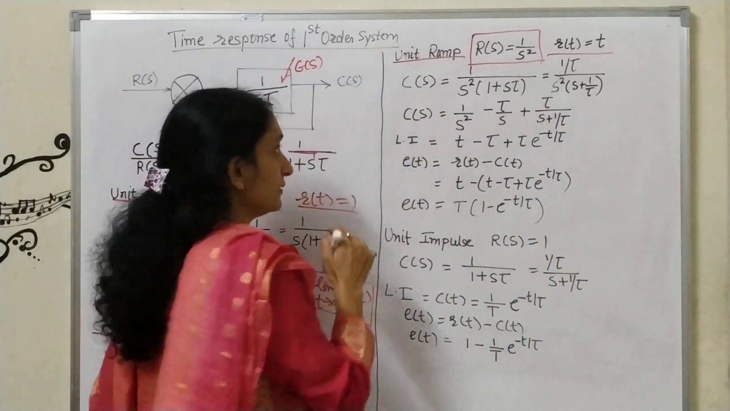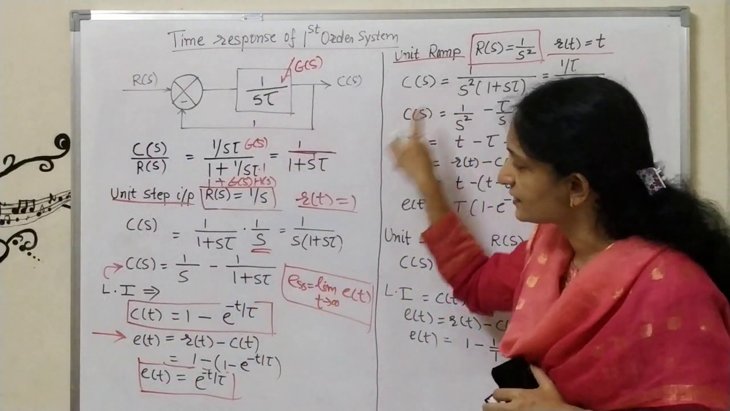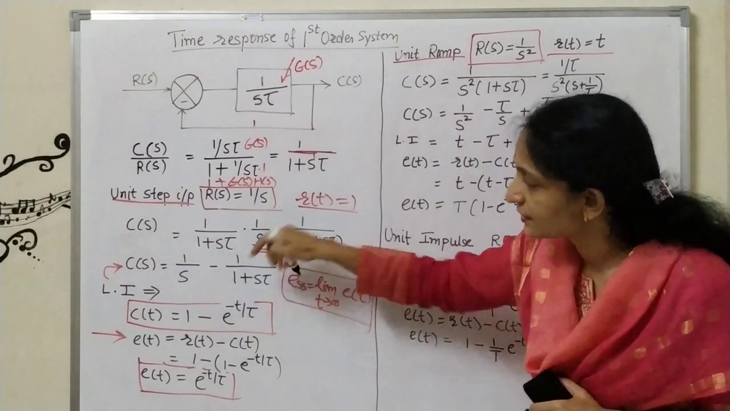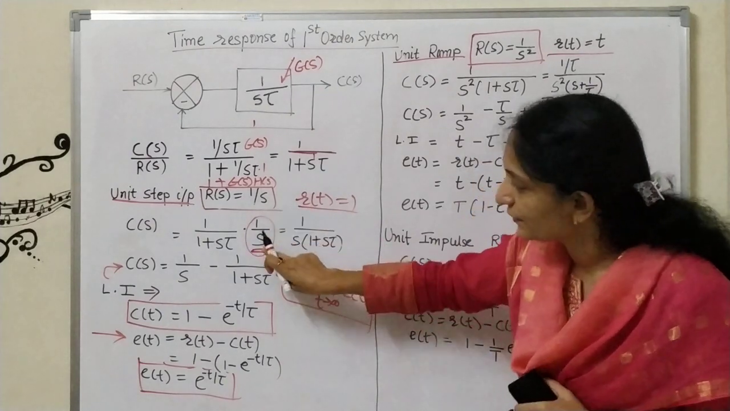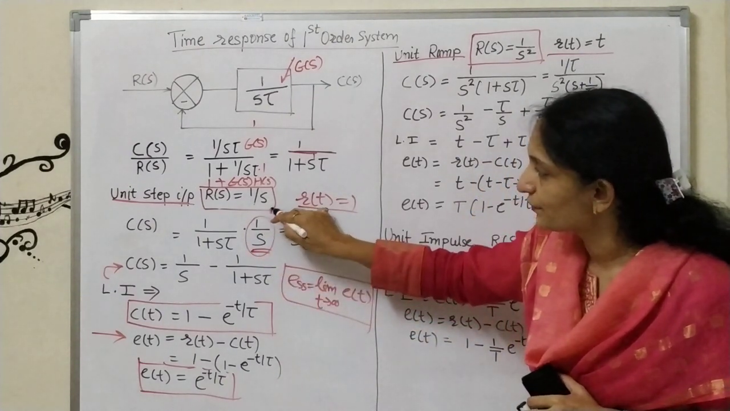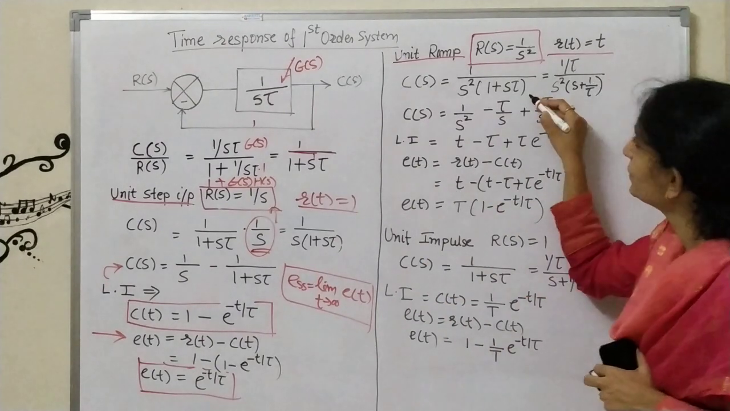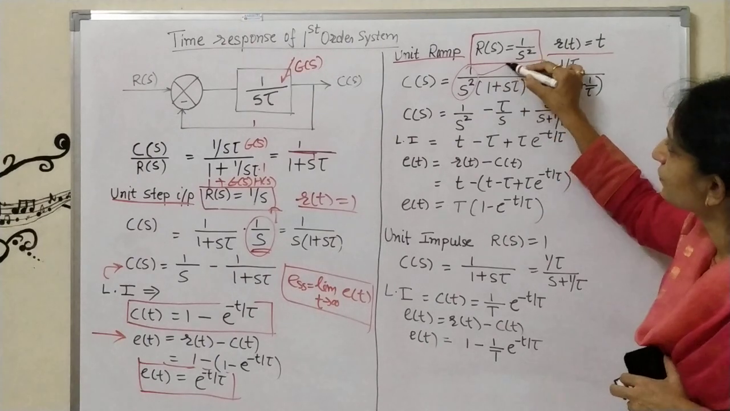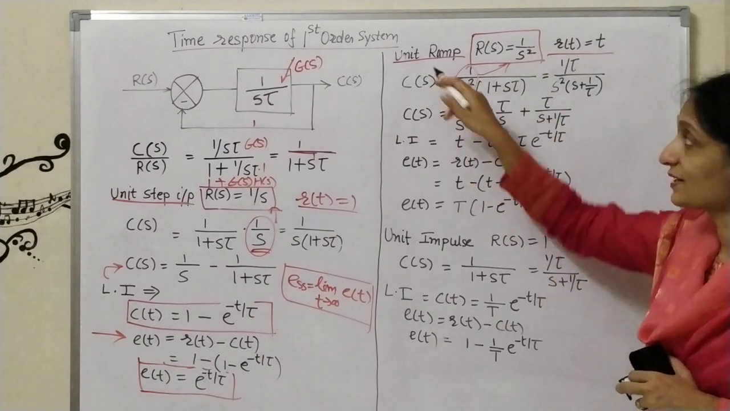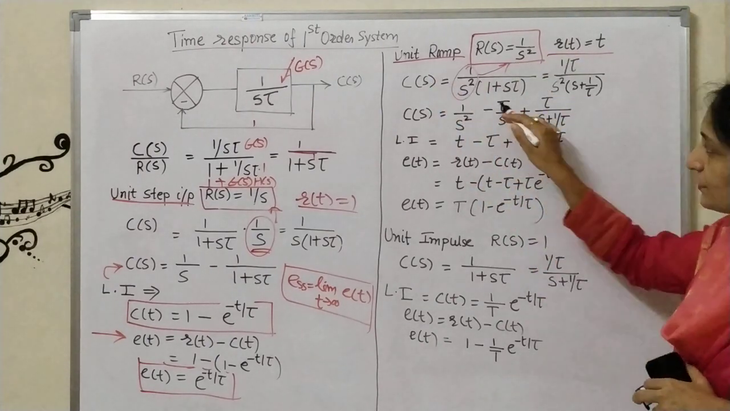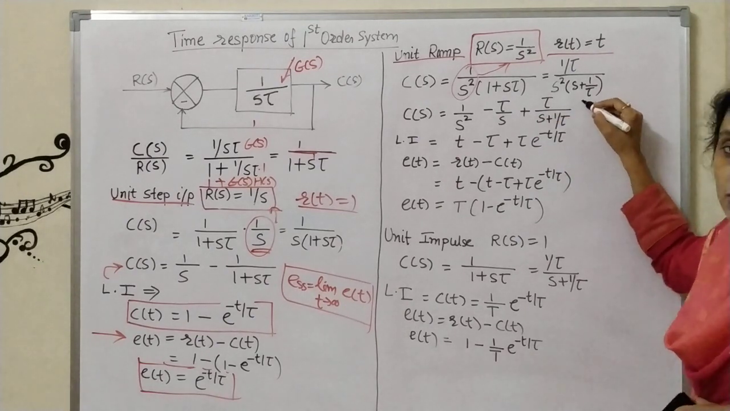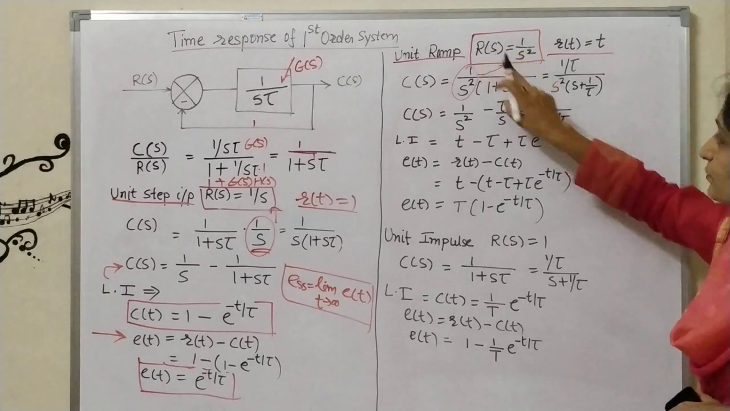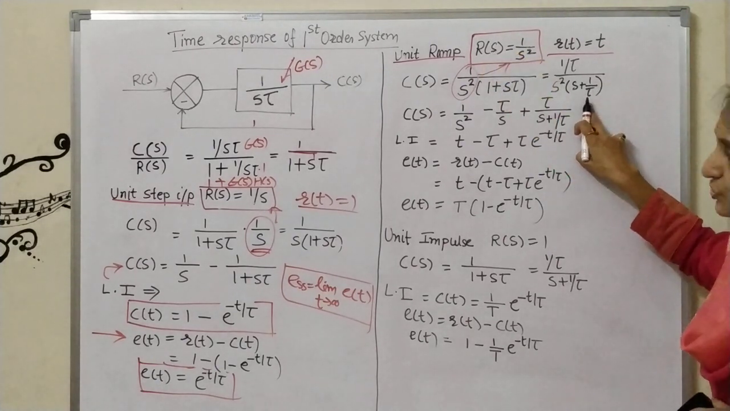Okay. So now see, the same thing I did here. I have considered same C of s. But here I have substituted 1 by s because I have considered R of s as 1 by s. Now what I will do here, look at this. I have substituted here 1 by s square because I have considered unit ramp. Okay. Now see how the thing will change. The transfer function will definitely change if we substitute a different value of input. Okay. So I got this transfer function here.